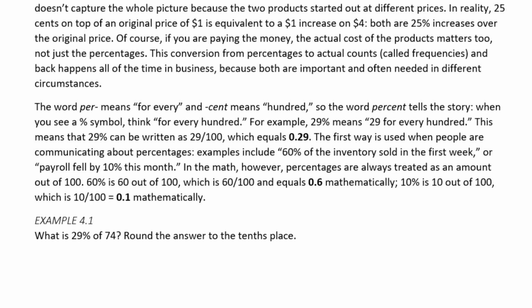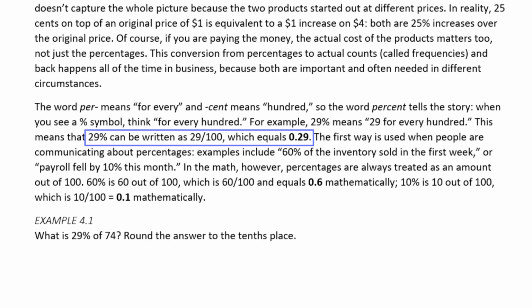The word per means for every, and cent means 100. So the word percent, putting them together, tells the actual story. When you see that percentage symbol, you can think for every 100. For example, 29% means 29 for every 100. This is mathematical. This means 29% can be written as 29 divided by 100, because that is what 29 for every 100 translates to mathematically.